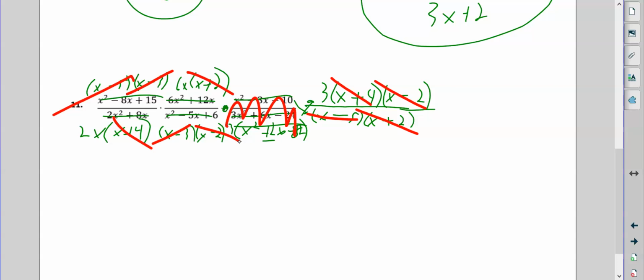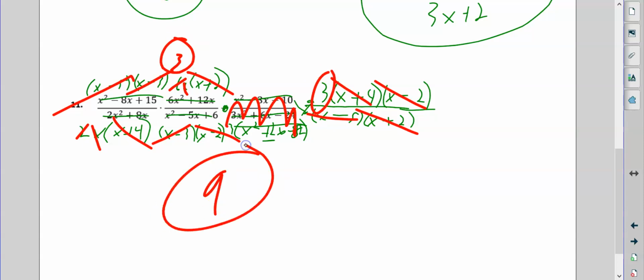Well, this 2x, well, first off, the x's can cancel. And then 2 can go into 6 3 times. That's all I have left. 3 times 3, 9. All of that mess simplifies to 9. And we're done.